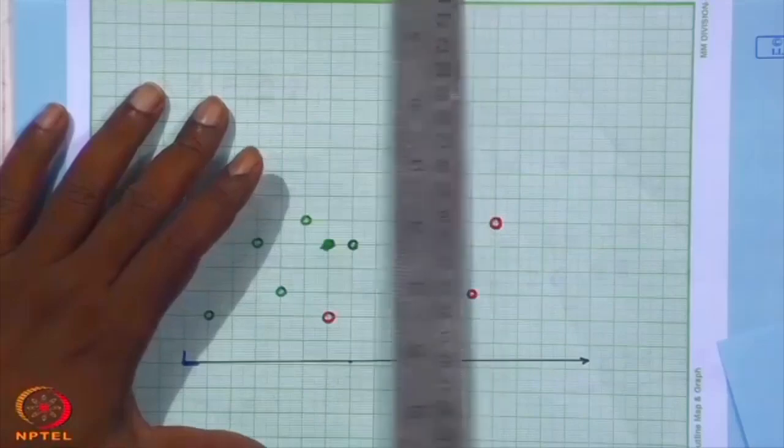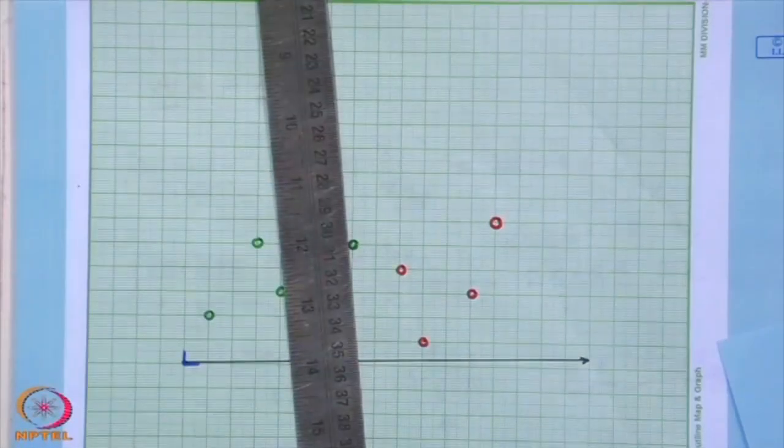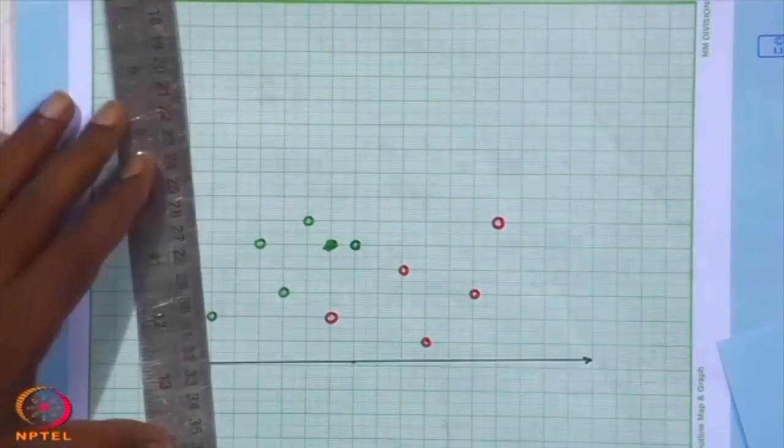And now, if I take the perpendicular projection of the feature vectors onto this eigenvector, what I will have is the different projections will be like this.